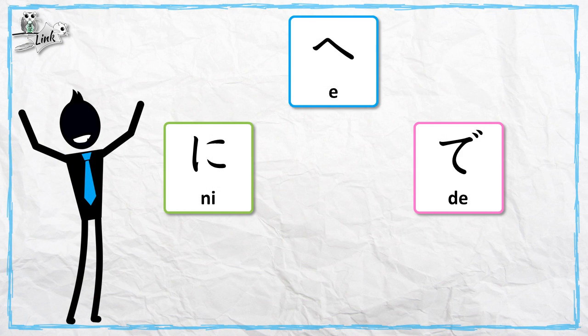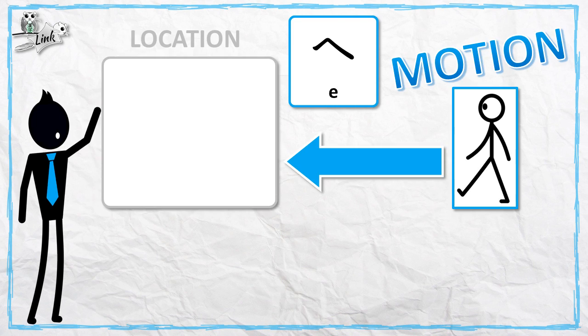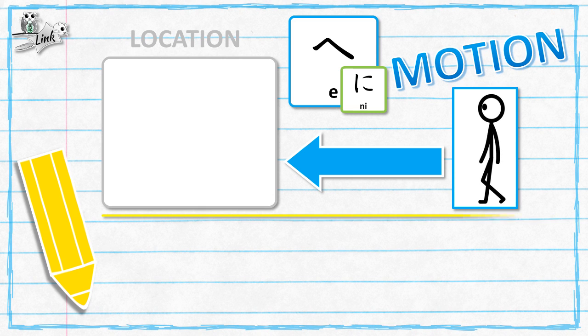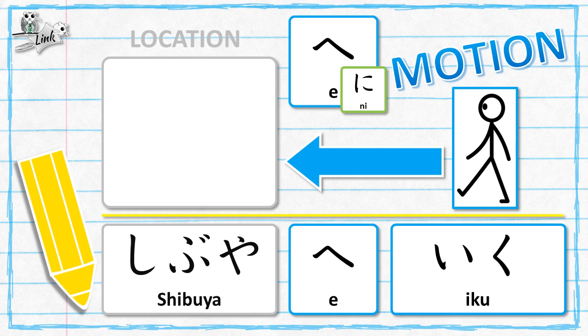Excellent! You have just learned 3 particles, and I have very good news for you. You just need to remember 2 of them because e, that is used with motion verbs, can be replaced with ni. So, instead of saying Shibuya e iku, you could have just said Shibuya ni iku.